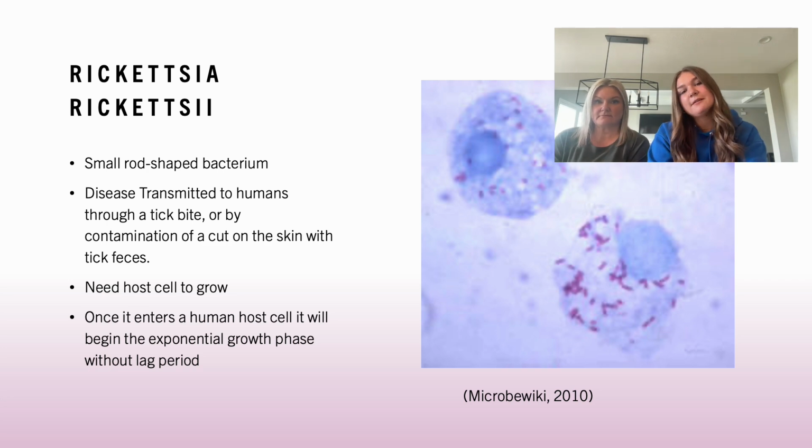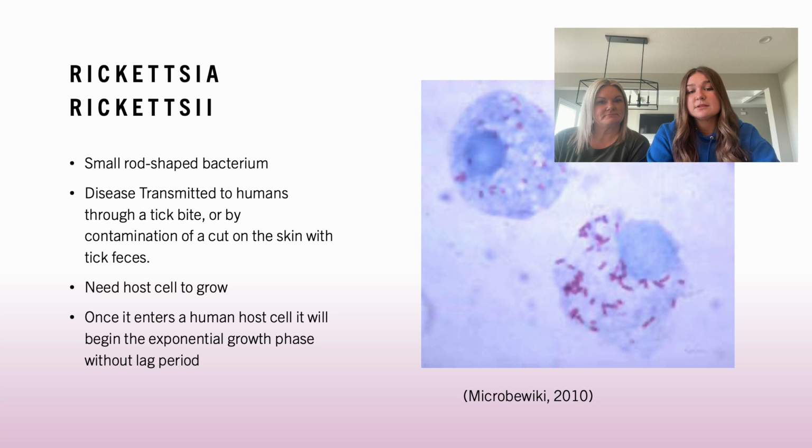Okay, so the microbe I've chosen to teach you about today is Rickettsia rickettsii. Have you heard of it before? I have not. Okay, so it's a small rod-shaped bacterium, and the disease is transmitted to humans through a tick bite or by contamination of a cut on the skin with tick feces. So this is very common in dogs and humans.